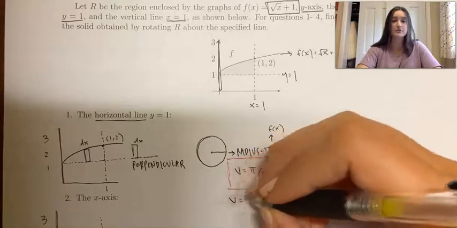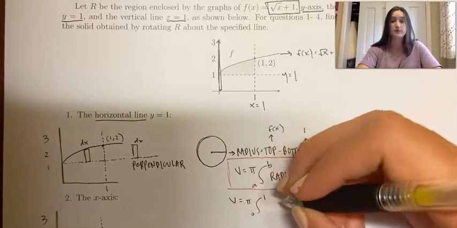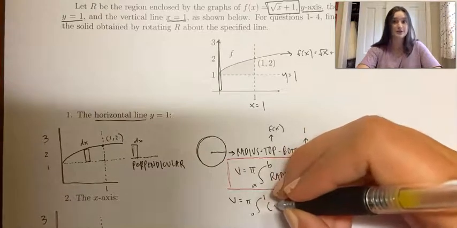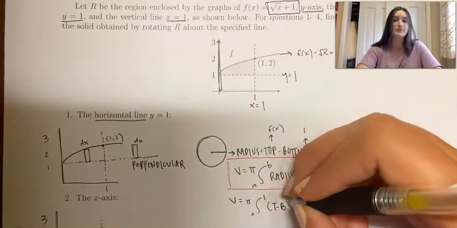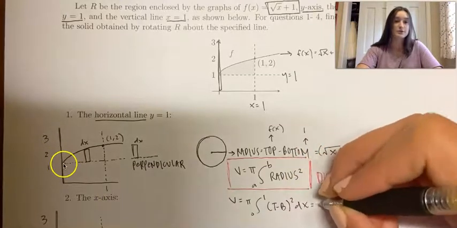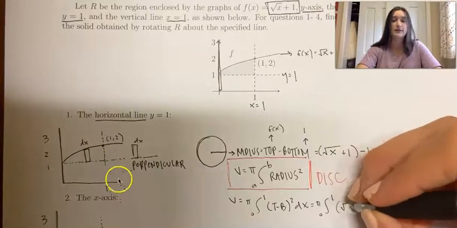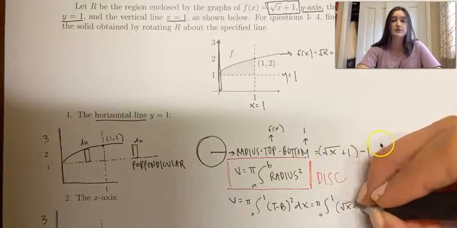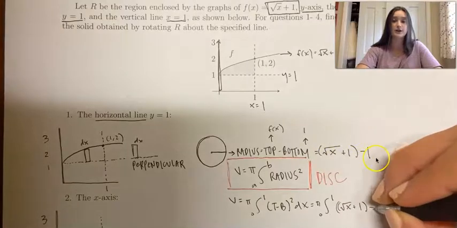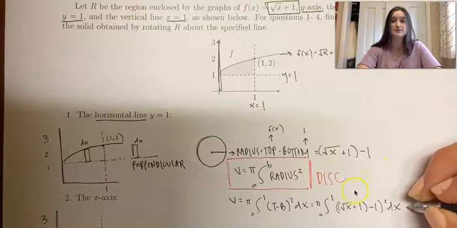I've got my volume equals pi. You always have pi in front when you're doing volumes by revolution. Every single time, you don't want to leave that out. And then I'm looking at 0 and 1 because that's where my x values start, and then they end at that x equals 1 line. And then top minus bottom squared. So we found our top minus bottom over here, looking at the graph. And then you want to make sure you square that.